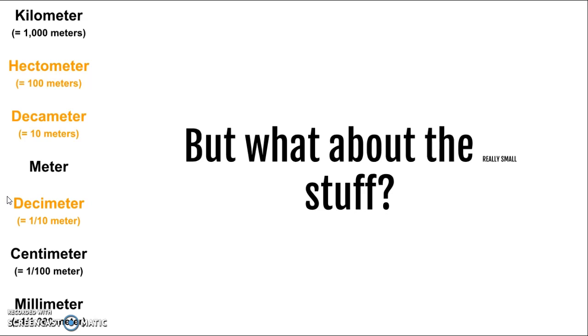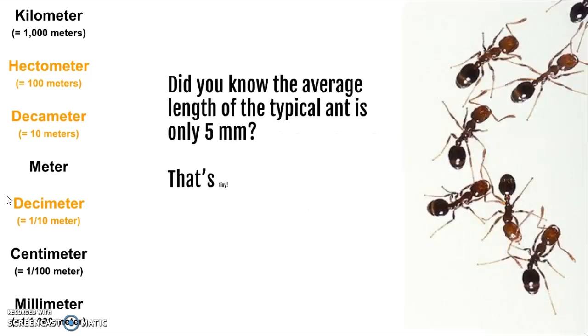We use millimeters when we measure really small stuff, like ants. Did you know that the average length of the typical ant is only 5 millimeters? That's tiny. But they still creep me out.